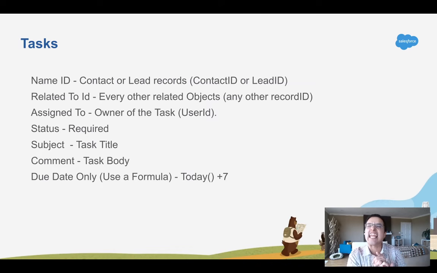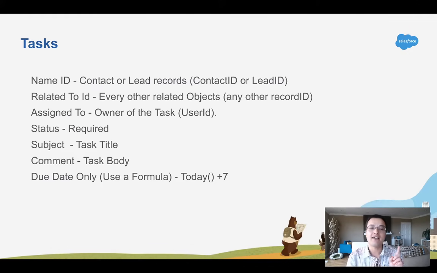If you use the name ID field, that's for contacts or leads. What contact or lead is this task related to? The related to ID field is every other object: accounts, opportunities, quotes, everything that's not a person. If it's a person that you're relating that task to, use the name ID field, right? And then the other fields hopefully make sense.